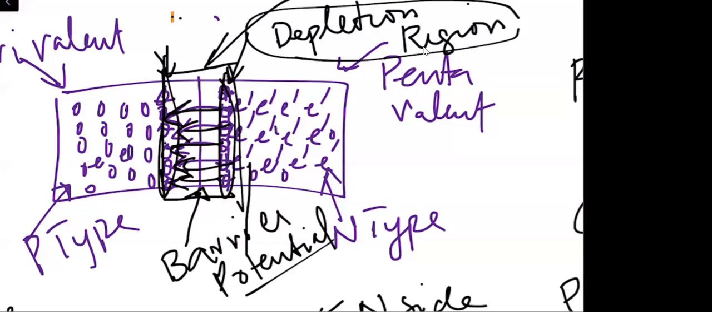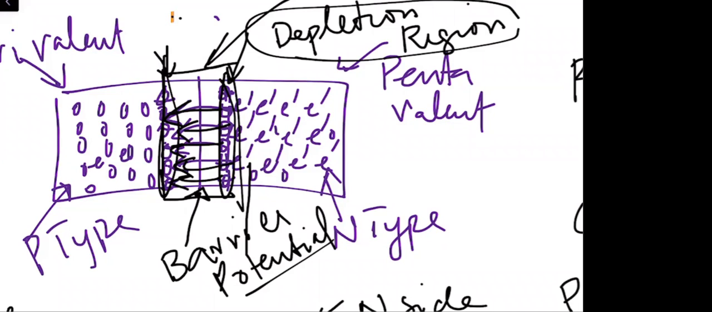Whenever these two p and n sides come together, the free electrons start moving towards the p side. And when they start moving towards the p side, this means the n type is actually losing the free electrons which are moving from the n side to the p side.